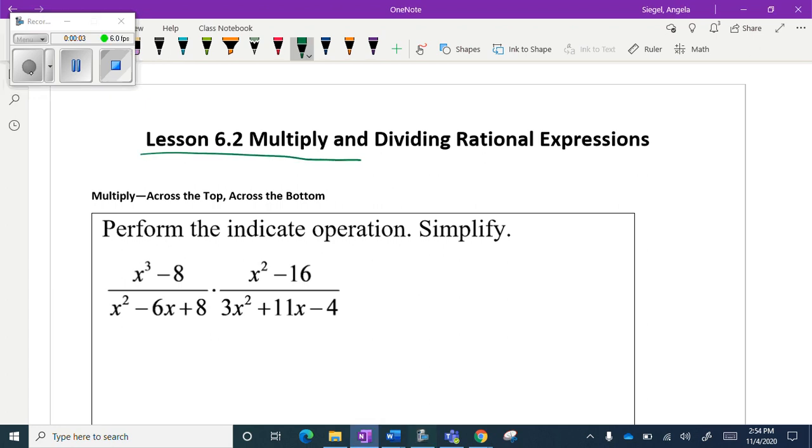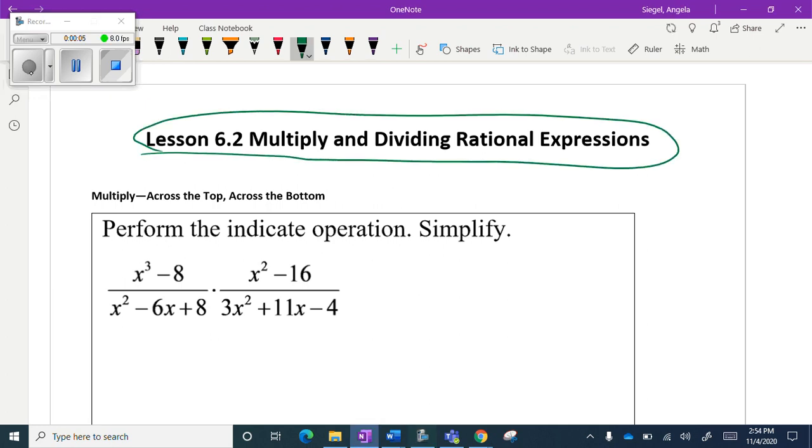Hey guys, welcome to lesson 2, and we're going to talk about multiplying and dividing rational expressions. And when you're multiplying and dividing fractions, it's really easy. You just multiply across on the top and multiply across on the bottom. So if I had 2/5 times, let's say, 1/4, I would just say 2/20, and then I can simplify that to 1/10. So that's multiplying.